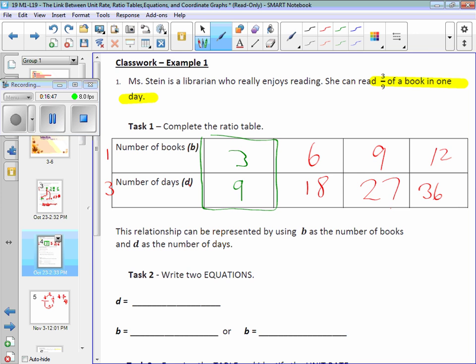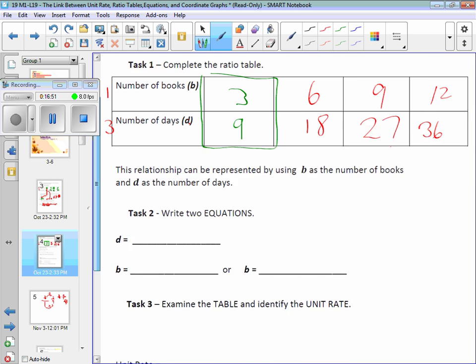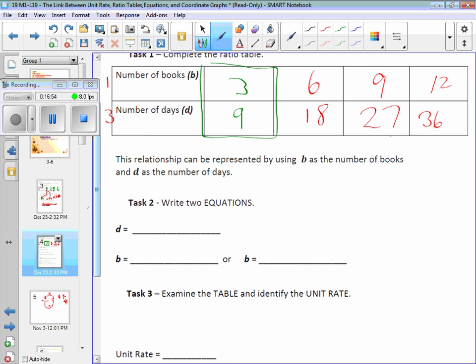Okay, equation. D equals, days equals, what times what? B times 3. How do we write it algebraically? What's the new way I showed you how to do it? 3B. Very nice. B equals, and we could still leave the regular division symbol, but it would be B equals what? D divided by 3. Okay. Take it one step further. That is the same as multiplying by what? Great.